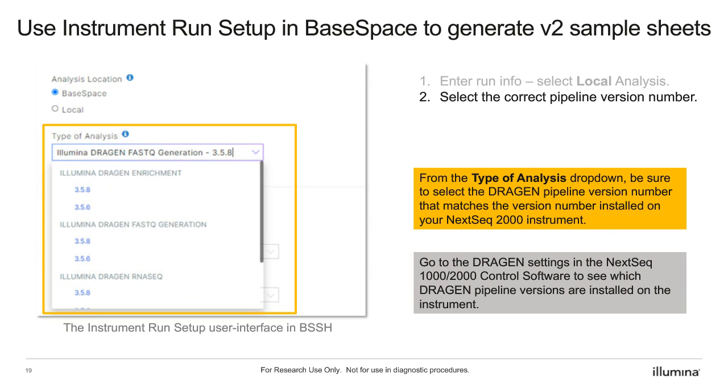Next, you're also going to want to make sure that you select the correct pipeline that is running on your instrument. So to obtain the version, make sure you go to the DRAGEN settings in the NextSeq 2000 control software to confirm the installed DRAGEN versions that you have.